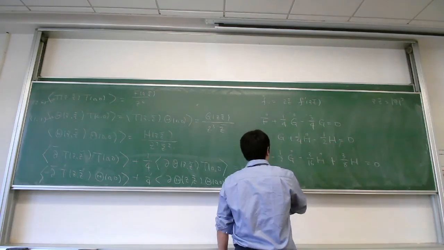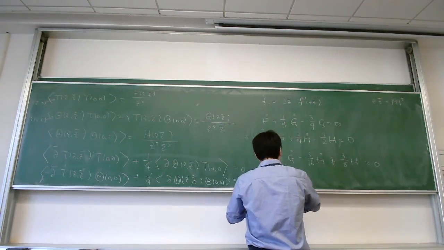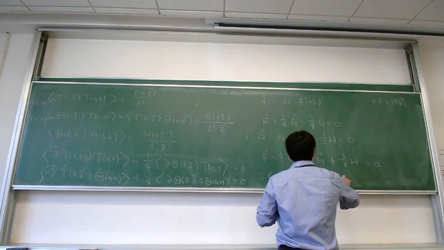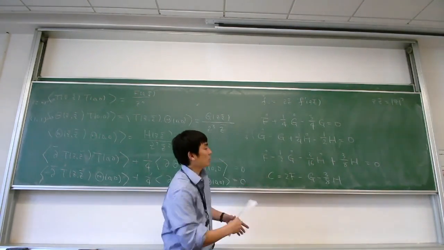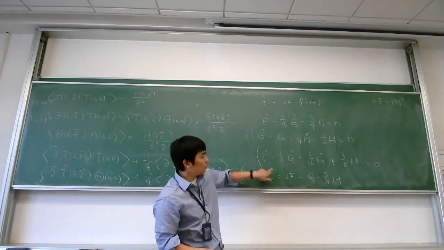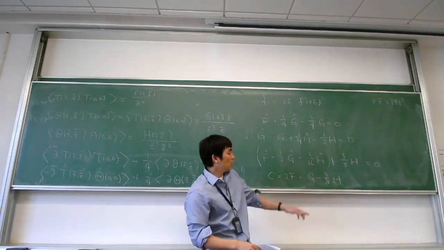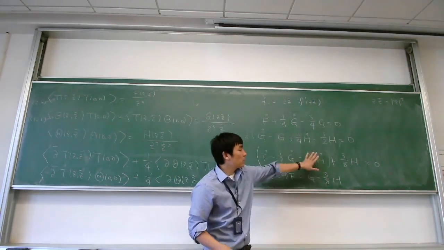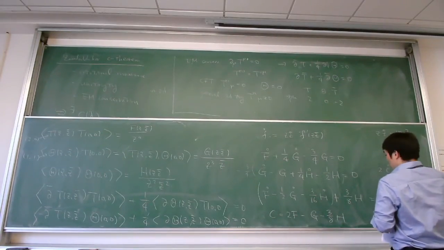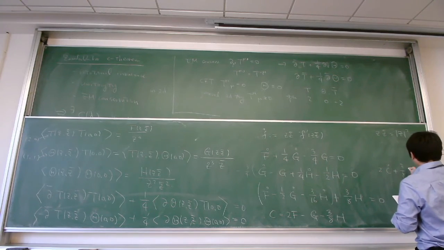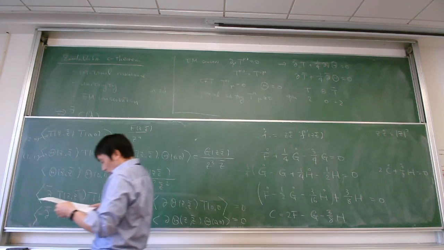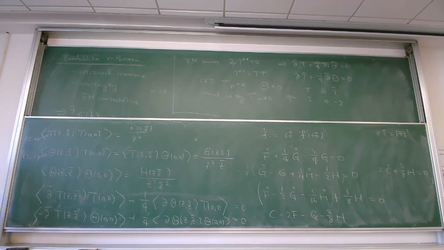And then we define the following quantity: C is equal to 2F minus G minus 3/8 H. So essentially 2 times this guy. Forget about the dot upstairs. So you just take 2 times this guy, and from here, what you get is 2 times C dot plus 3/8 H is equal to 0. Okay.